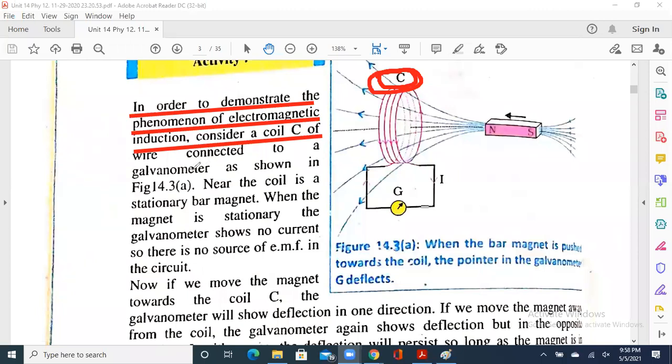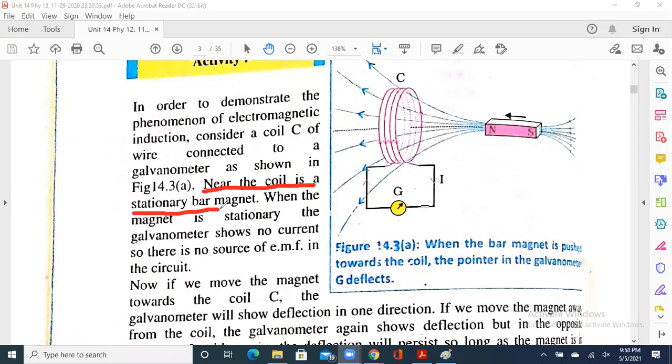Connected to a galvanometer as shown in the figure. So this system is connected to the galvanometer. Near the coil, there is a stationary bar magnet. At first you will be placing a stationary bar magnet which is not moving. You will be moving it later.